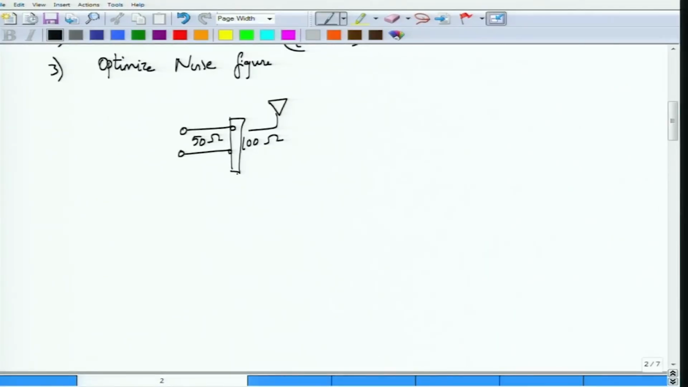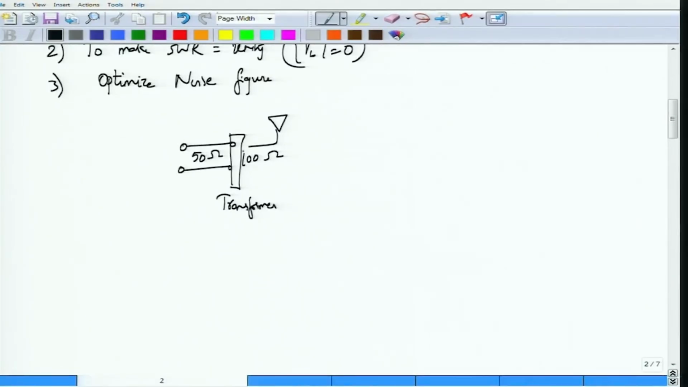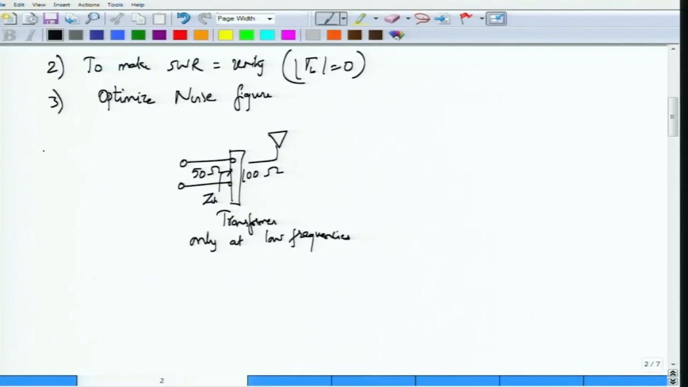I would actually have put a transformer and chosen the appropriate ratios of the turns of the transformer so that the impedance seen will actually be equal to Z0. So I can transform this 100 ohm impedance to be looking as a 50 ohm impedance, and when I do that, there won't be any reflections. So this is something that you can do only at low frequencies, right? Only at low frequencies I can transform this 100 ohm impedance into a 50 ohm impedance seen looking at this particular point. So this is one method.